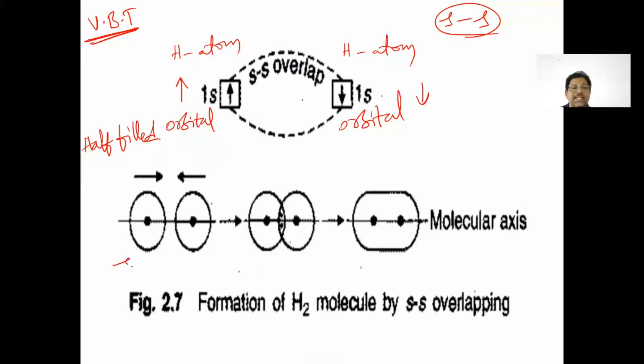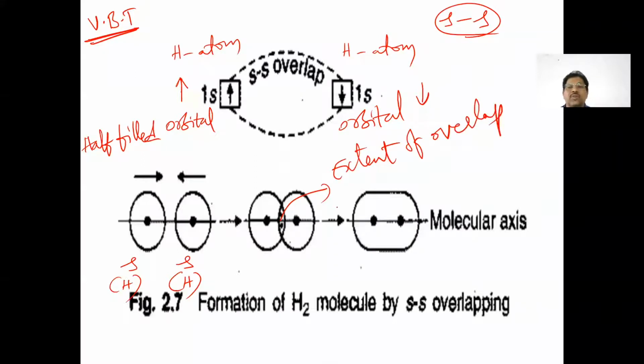You see here, it is the s orbital of one hydrogen atom, and this one is also the s orbital of a hydrogen atom. The spherically shaped orbital is called an s orbital. The 2 s orbitals of the 2 hydrogen atoms overlap with each other. This area is called the extent of overlap. So between the 2 s orbitals, some area is overlapped with each other.